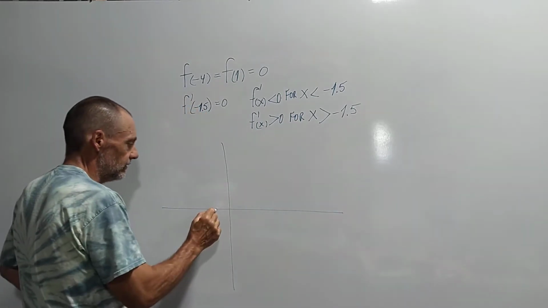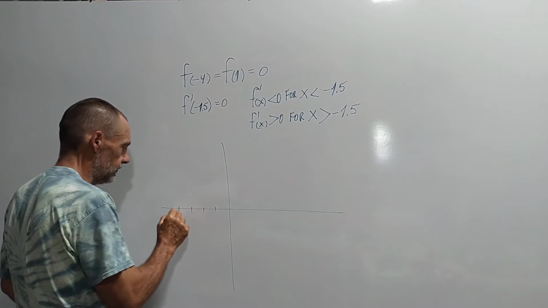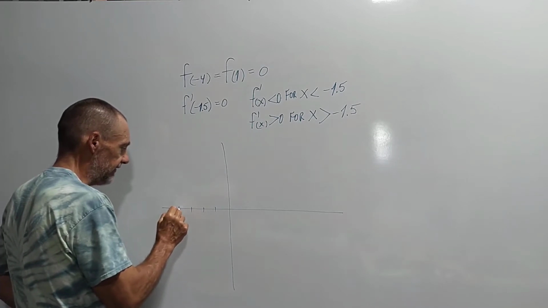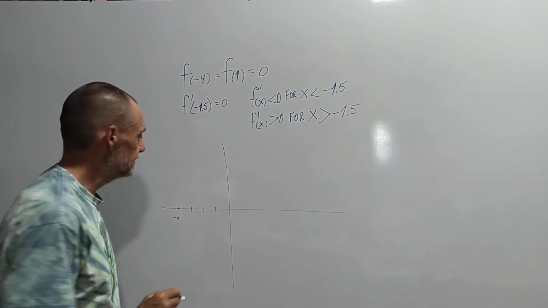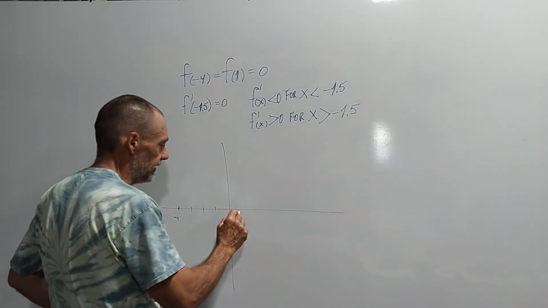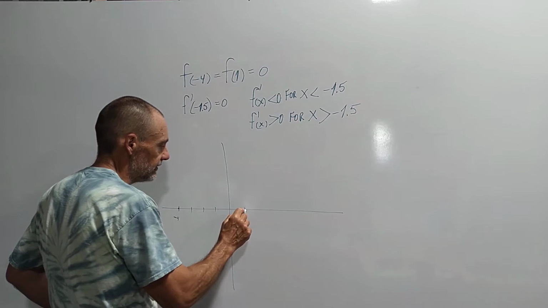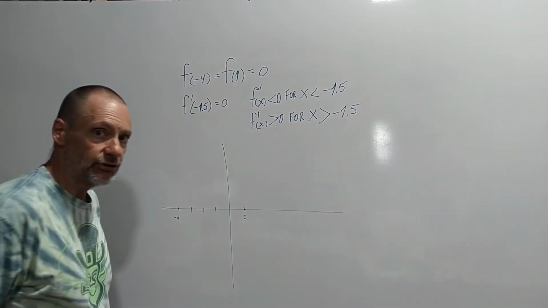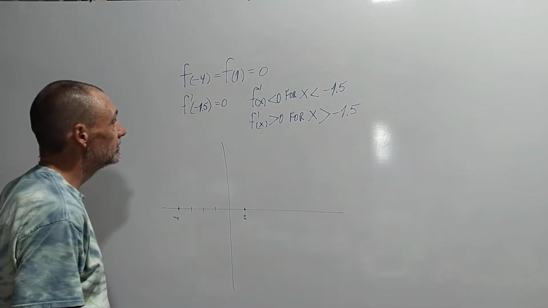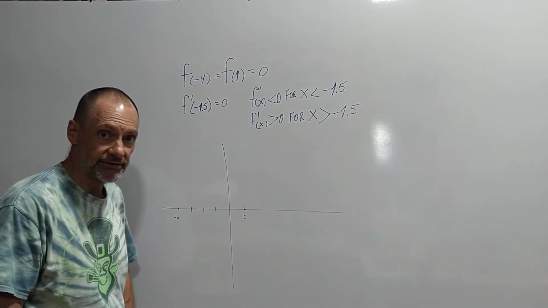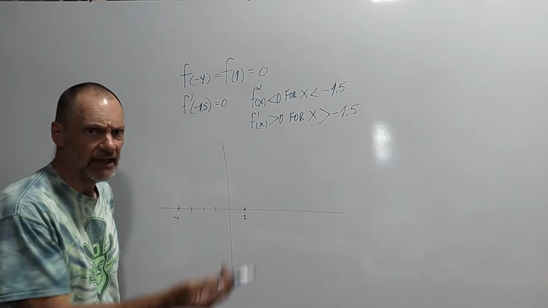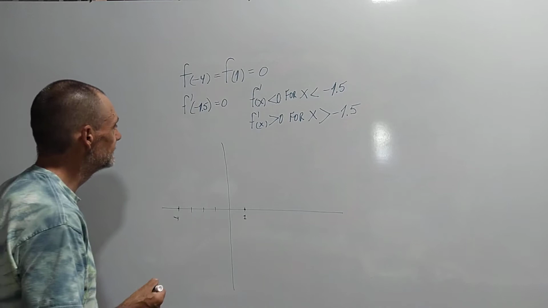So negative 4, 1, 2, 3, 4, there's negative 4, and f of negative 4 is going to cross the x-axis there, okay? And f of 1, so there's 1, right? And f is going to cross the axis there. So it's going to cross in two places. So, you know, might be some kind of a parabola or something that could cross in two places. Lots of stuff could cross in two places, though.